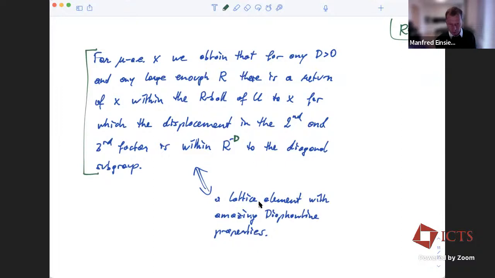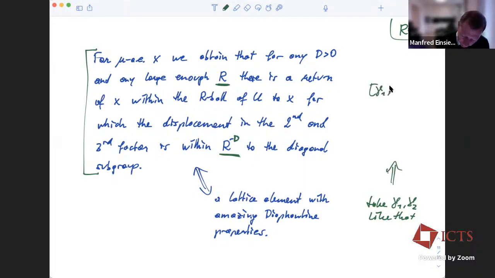Then you can look at the commutator of these two lattice elements. And when you look at the commutator, you know what happens because you understand that this lattice element is related to size R in the first factor, and in the second and third factor, it's within R to the minus D of the diagonal. When you now take two elements, let's call them gamma 1 and gamma 2, and take the commutator of gamma 1 and gamma 2.